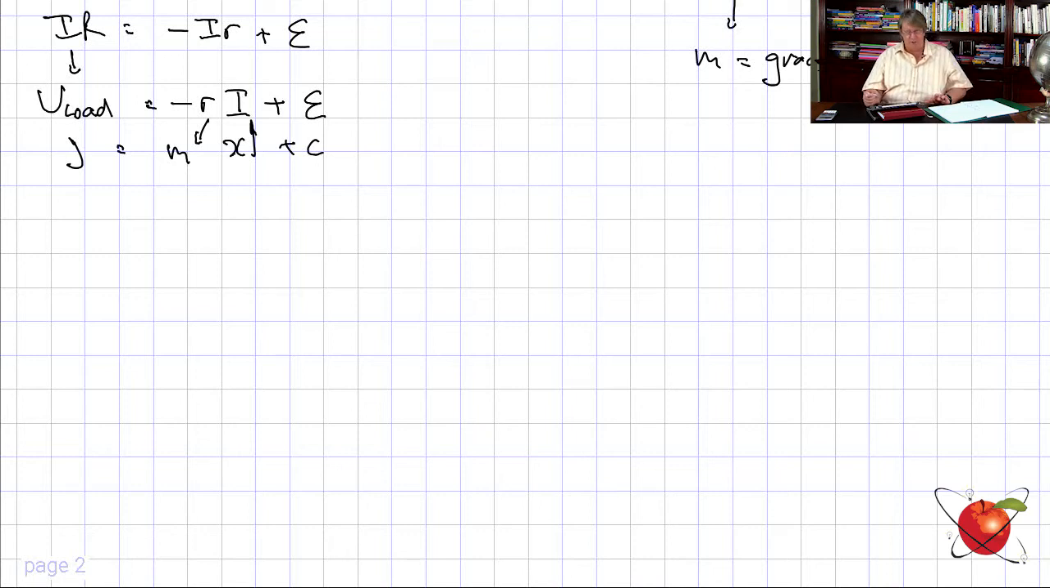It's very simple. All you do is plot the results, extend it back, that's your E, and your slope is your minus R. Right, let's just have a look at the following circuit.